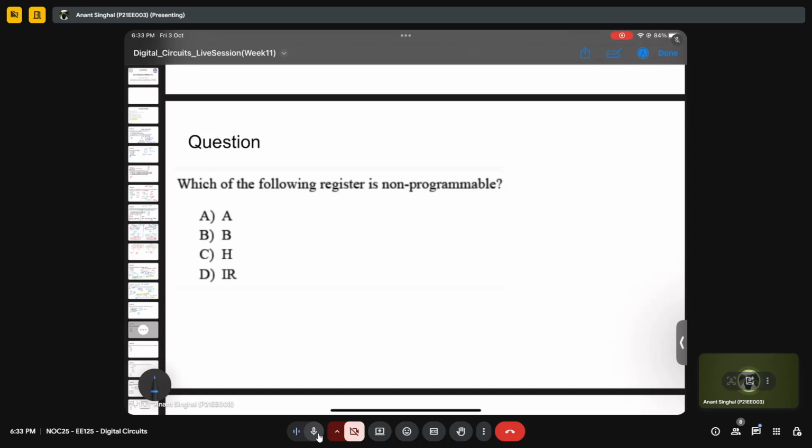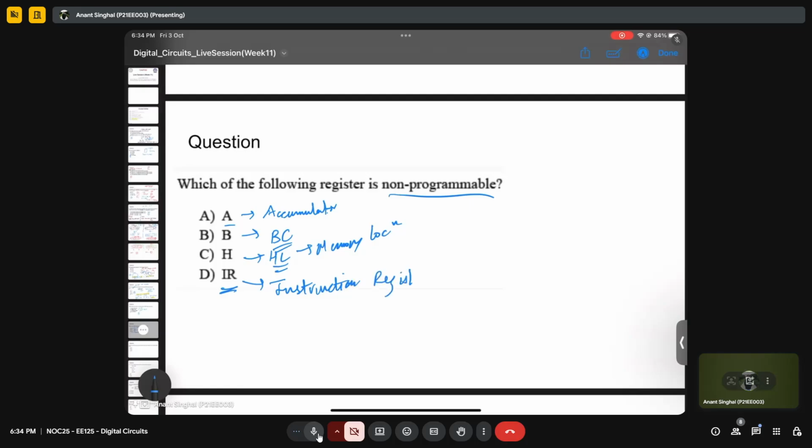Okay, so again, this is a direct problem. Non-programmable means that it cannot be changed. The accumulator, we have just seen that we can change the bits by using some of the operations. B is again a BC register pair, which we can change. H is again an HL register pair, that is a memory location. IR is the instruction register, so this is not programmable. We just use it to store the instructions. So the correct answer to this problem is option D itself.